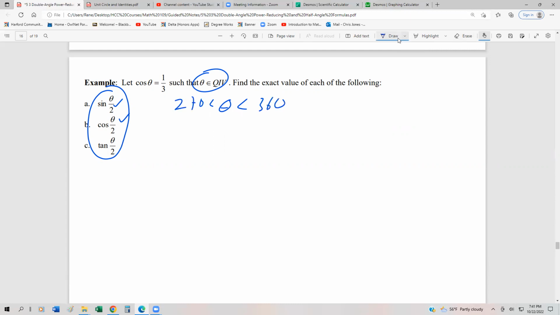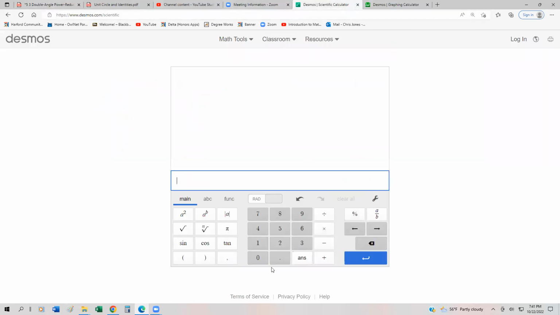But we're looking for theta over 2. Okay, and again, that's just because we want to determine if it's plus or minus. So what that means is, 270 divided by 2, if we go into our calculator, that should be pretty easy to figure out. So 270 divided by 2, that's going to be 135.